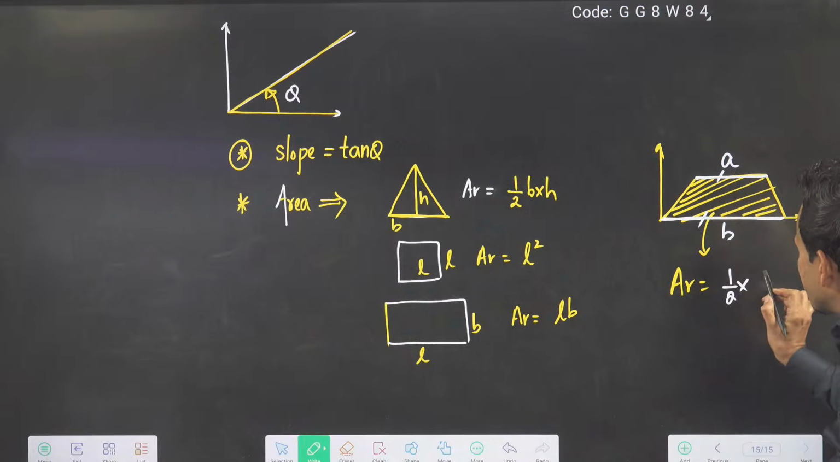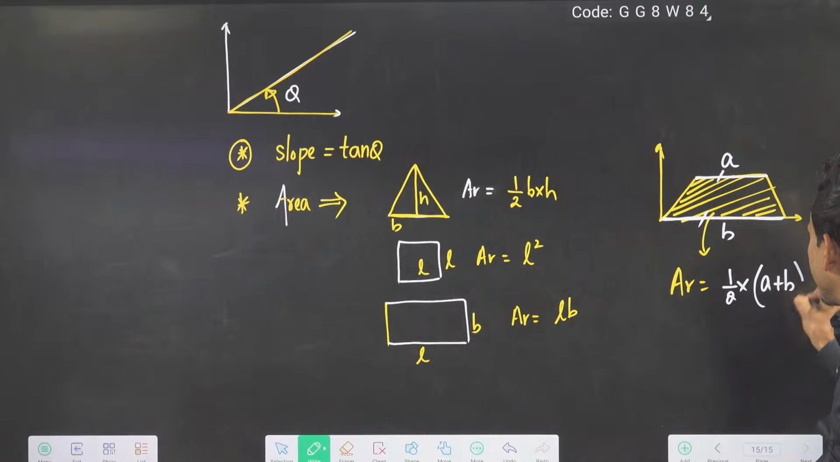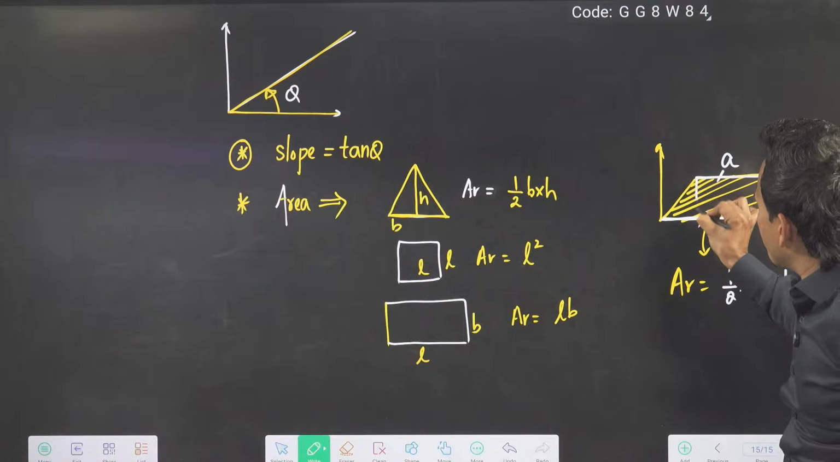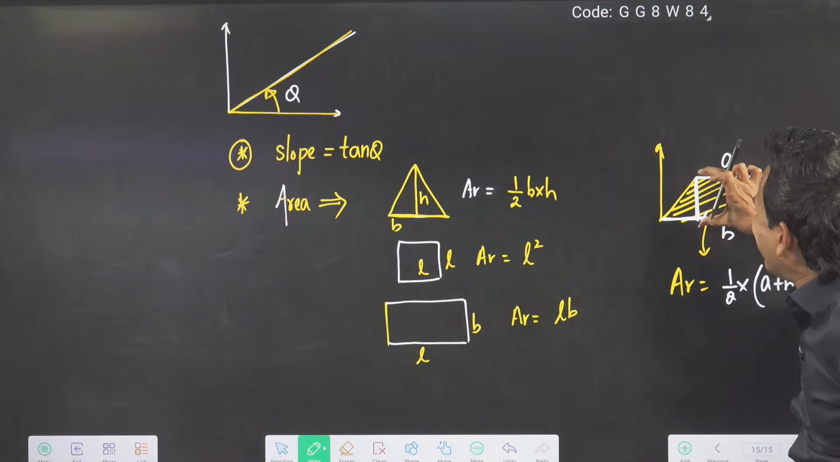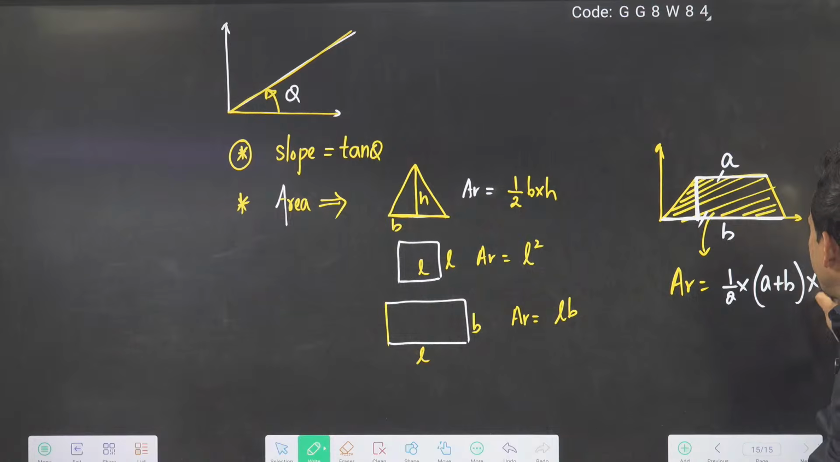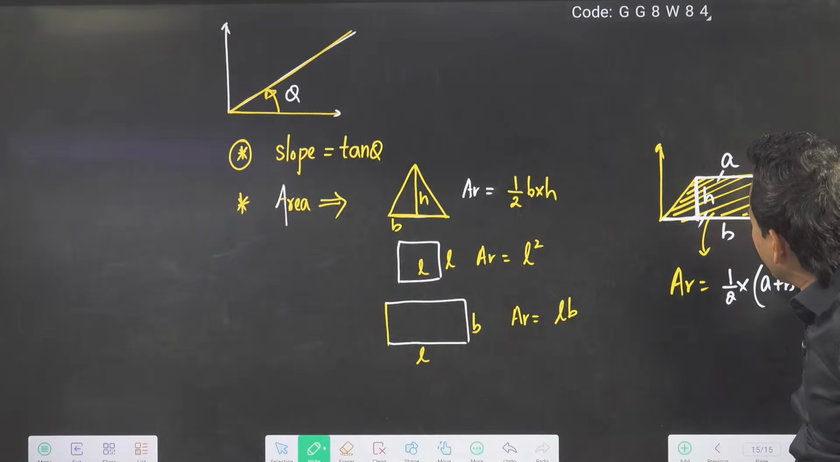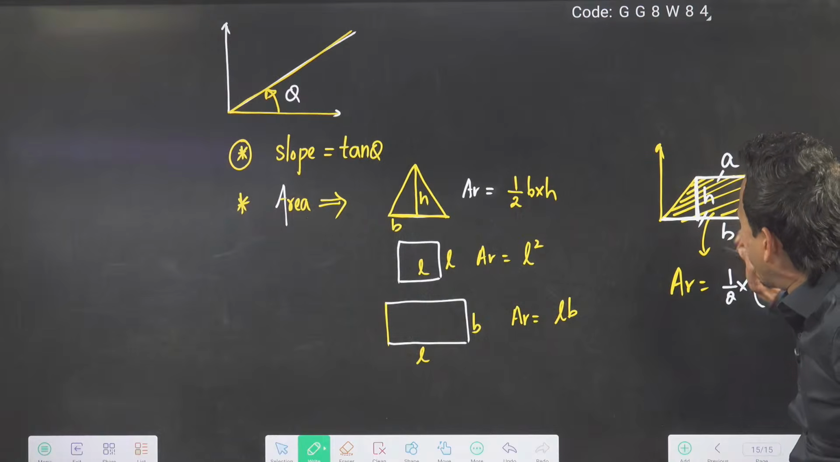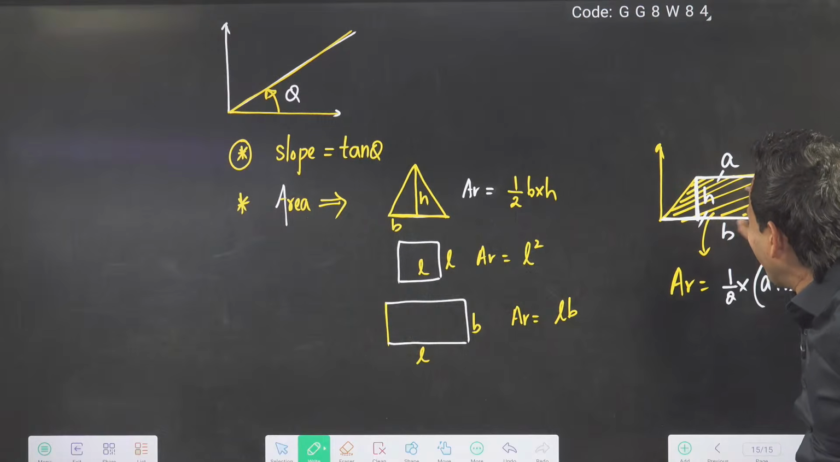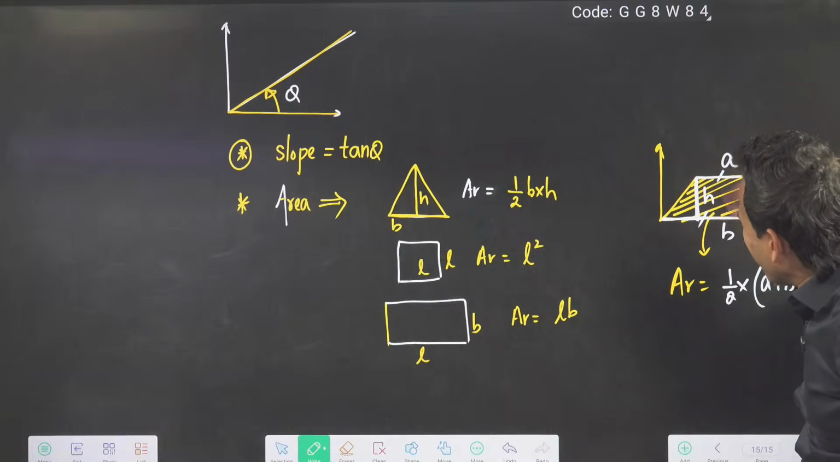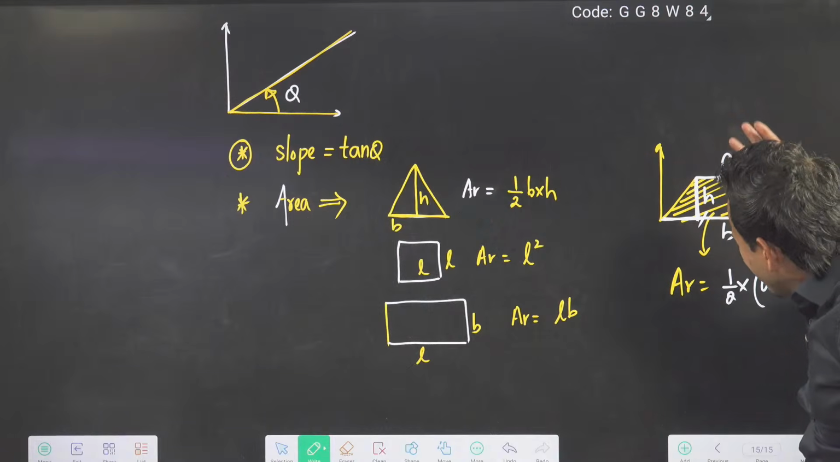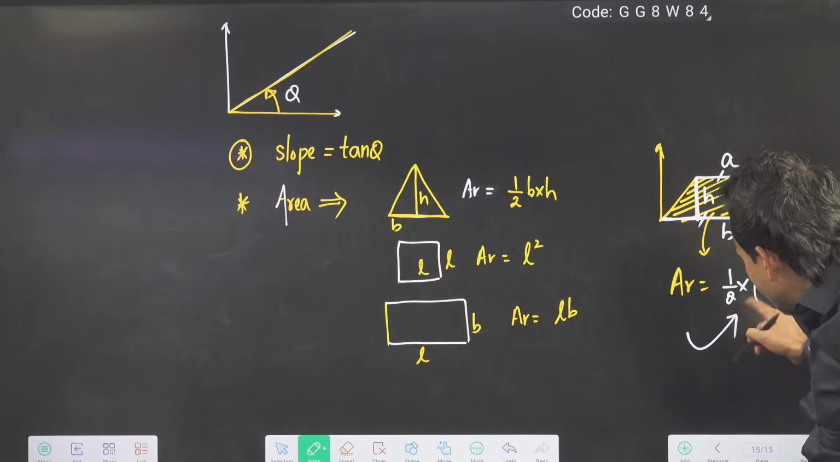So the area of a trapezium is half into the sum of parallel sides, that is A plus B, into the height of the trapezium, that is H. This is one way to find the area of a trapezium. Or some people feel comfortable dividing this trapezium into three parts: triangle, rectangle, triangle, and separately calculating the three areas. When you add them, you also get the same answer.